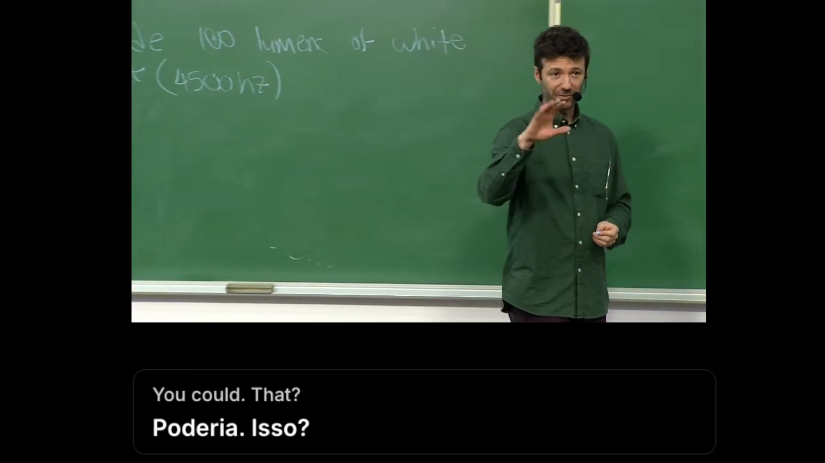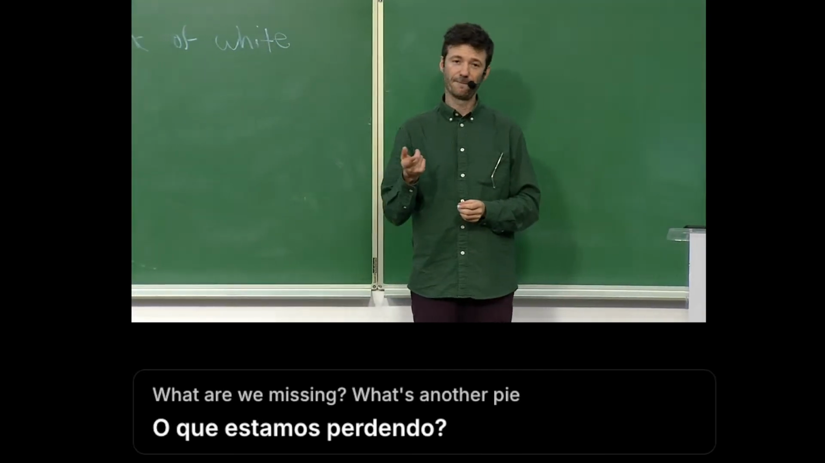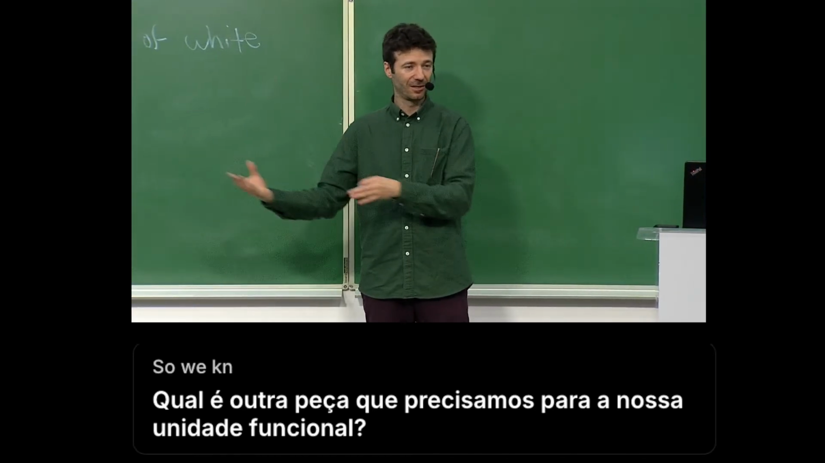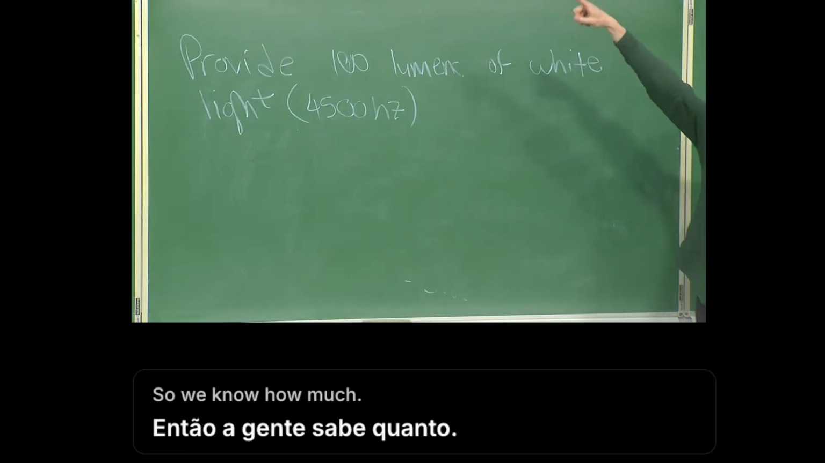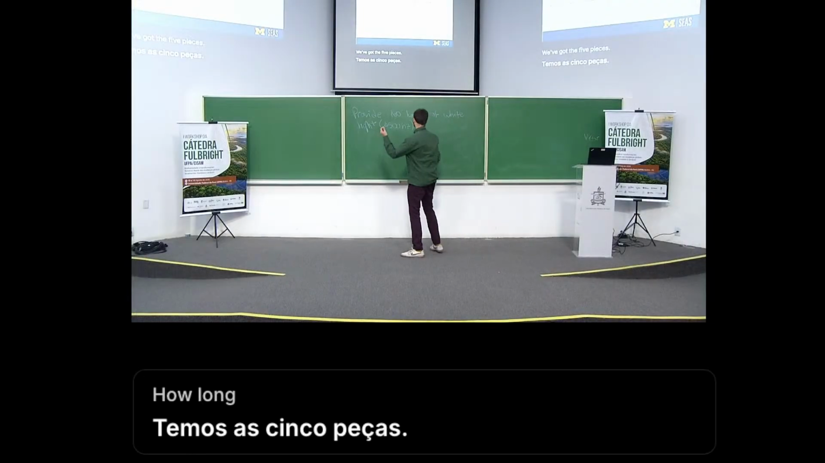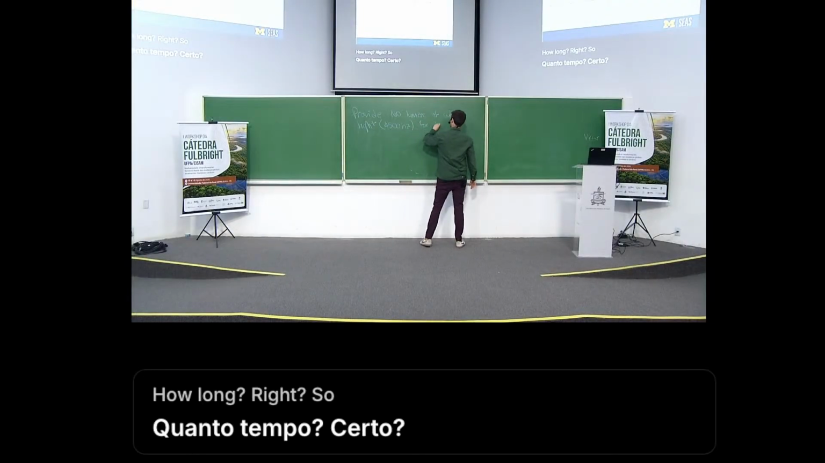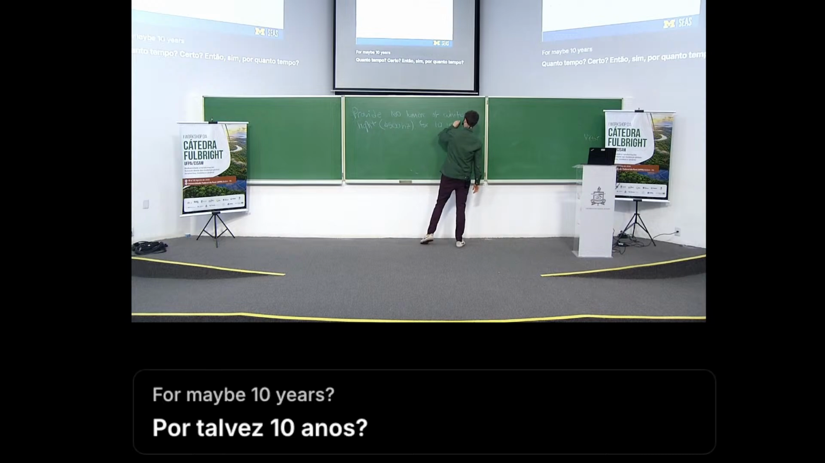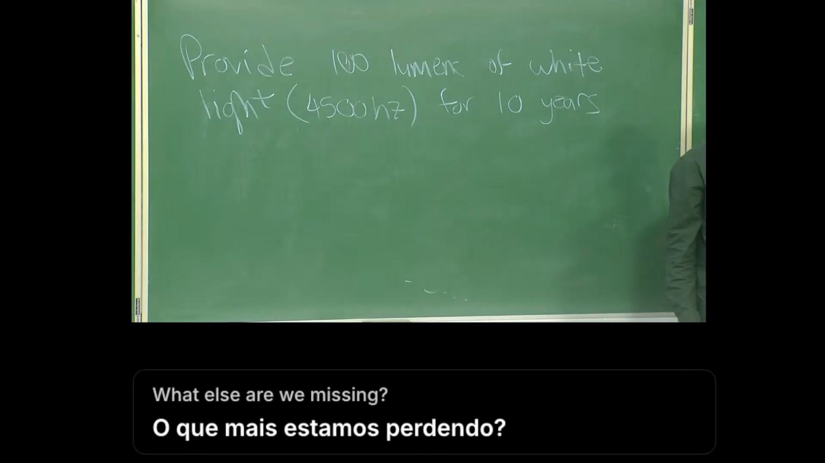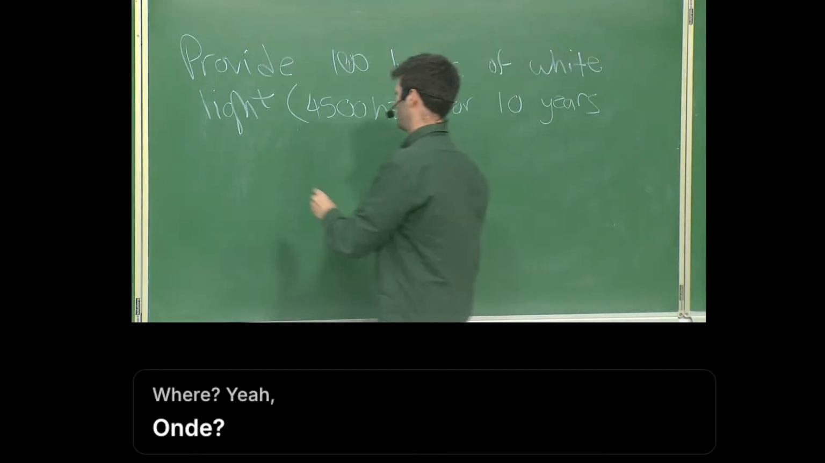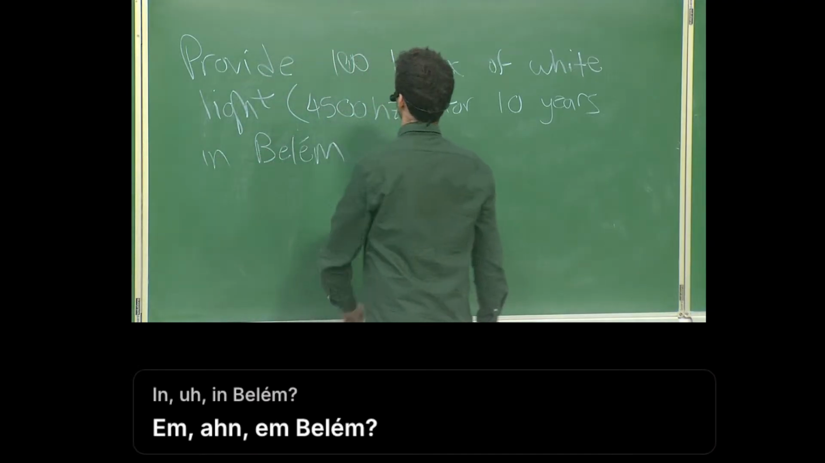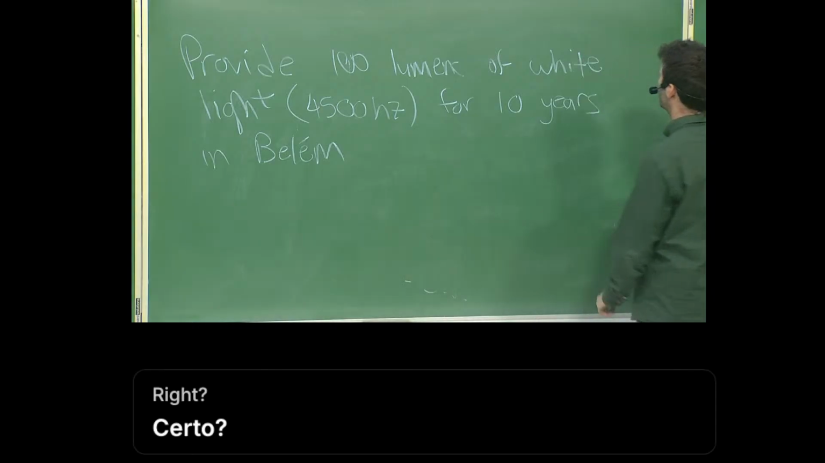What are we missing? What's another piece that we need for our functional unit? So we know how much, and we've got the 5 pieces. How long, right? So, for how long? For maybe 10 years. What else are we missing? Where? Yeah, where? In Belém, right? And I think that covers it, right?